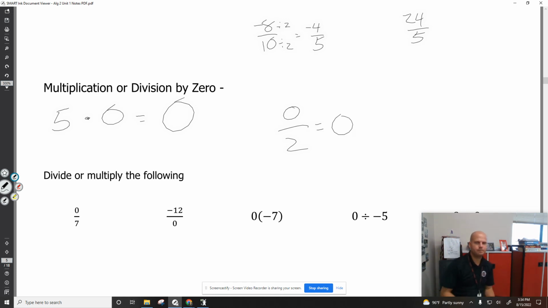Okay, let me change it up. How many groups of 0 do you need to get 2? Think about that. How many groups of 0 get you 2? Let's think about it the other way. 0 times a number is 2. 0 times what number is 2? Guys, we can't do it.